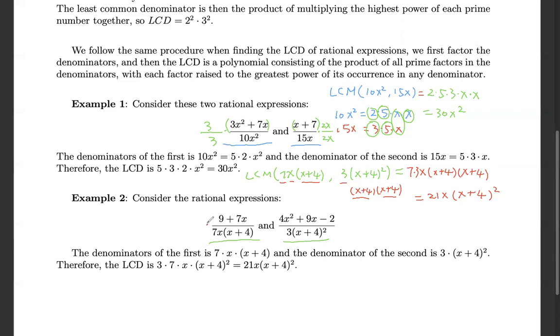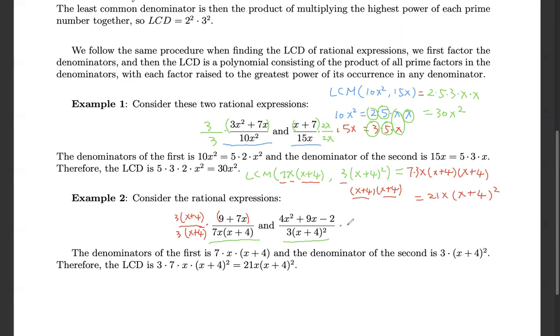Then if we want to change this one to have a common denominator, we need to multiply by 3. We need to multiply by x plus 4. Then we give parentheses to this one. Same thing for the denominator, because for expressions, we can only multiply by 1. 1 is any expression divided by itself.